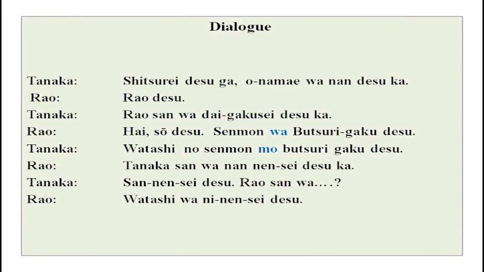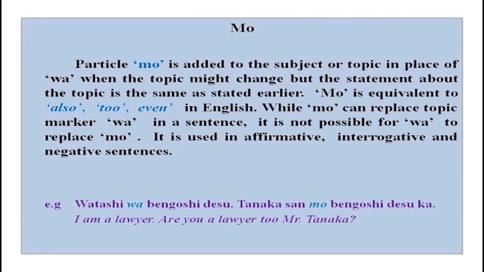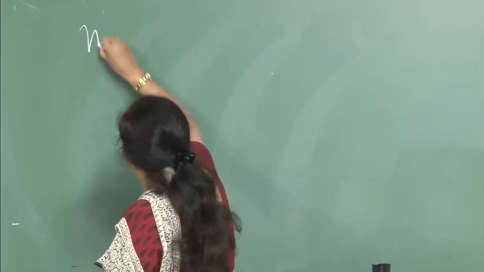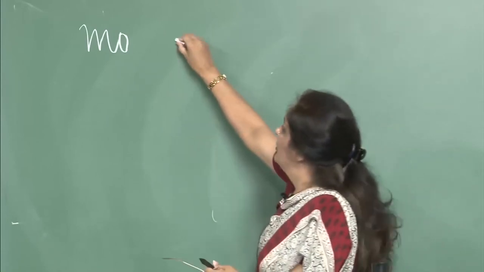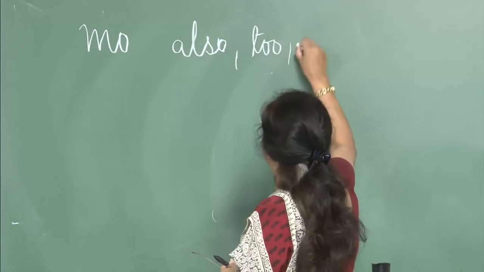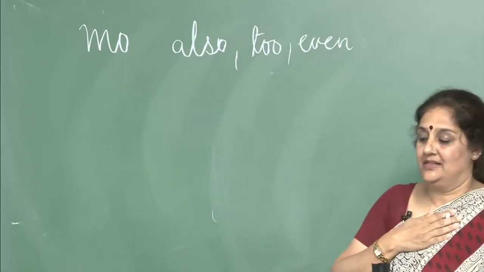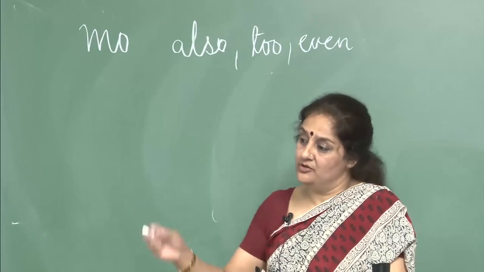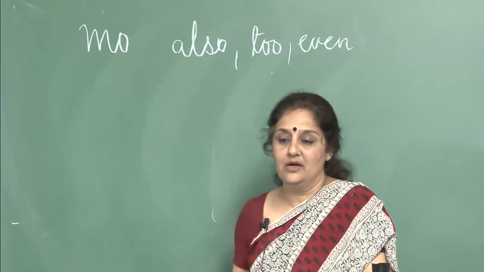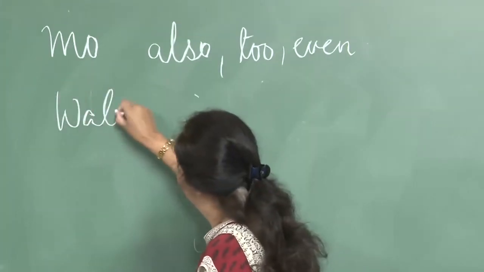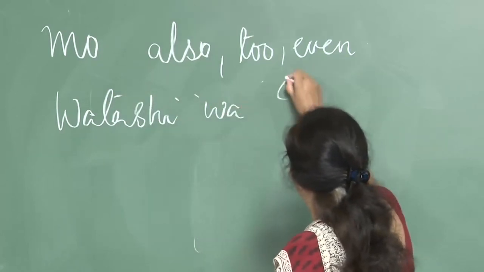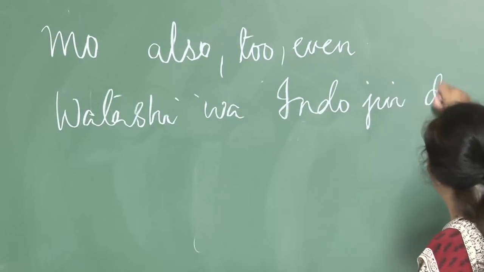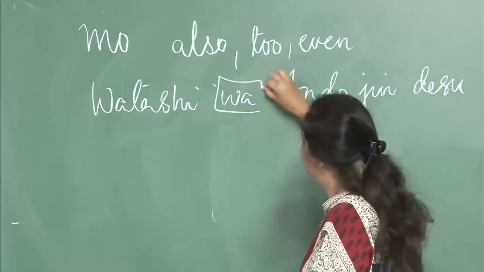Now, if you remember in the dialogue, Tanaka says, watashi no senmon mo butsuri gaku desu. Now, this particle mo, this is new. Particle mo, this is a new particle. It means also or too, even. Okay? So, if I say watashi wa indojin desu, I am Indian. If you are also Indian, you can say watashi mo indojin desu. Watashi wa indojin desu. Simple statement that we have done.